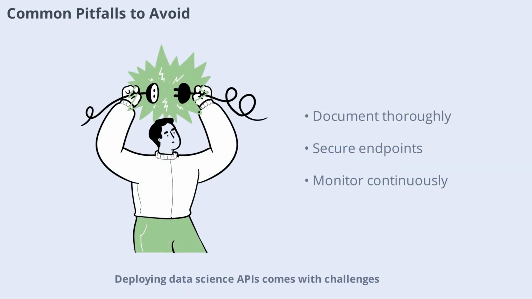Deploying data science APIs comes with challenges. Common pitfalls include poor documentation, inadequate security, and lack of monitoring. Avoid these by following best practices: document thoroughly, secure your endpoints, and set up robust monitoring. Learning from others' mistakes can save you time and resources.